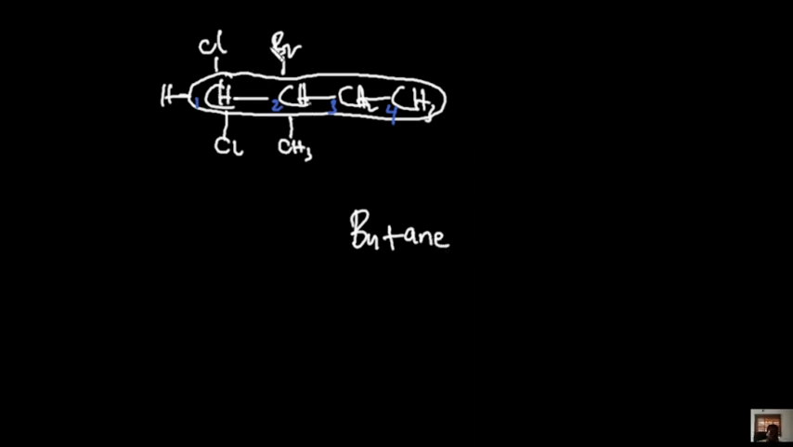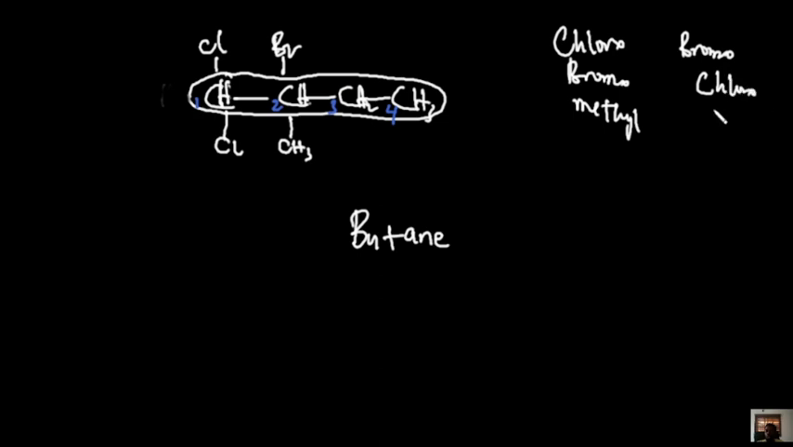So moving ahead, we'll write them out. Chloro, bromo, and methyl are the only substituents we have. The rule says arrange them alphabetically. So if you know how to read your ABCD, this becomes easy for you. You notice that in alphabetical order, bromo should come first. Bromo, then we have chloro, before you now name methyl. So let's name this now. We'll start by naming bromo. Bromo is located on number 2, so we'll need to indicate it. So 2-bromo.